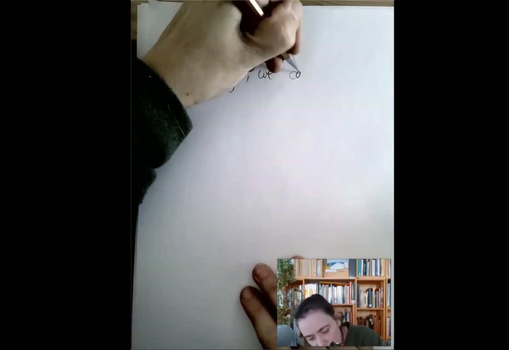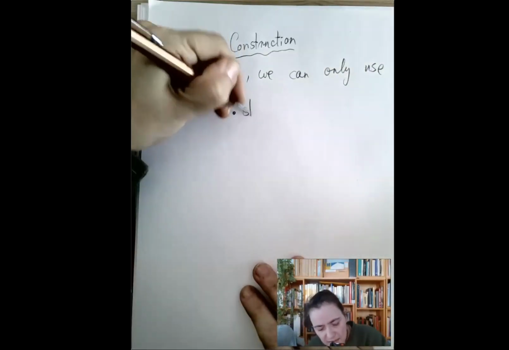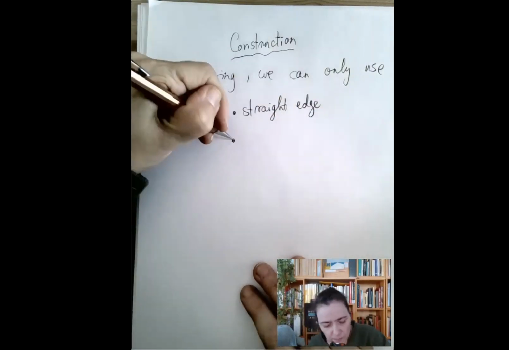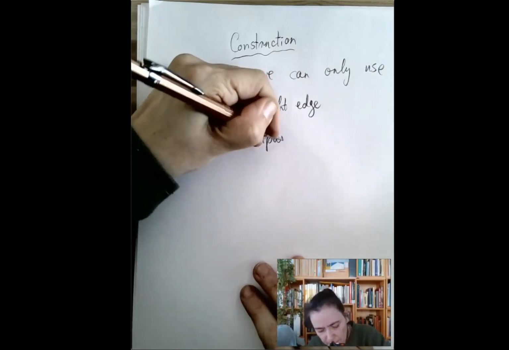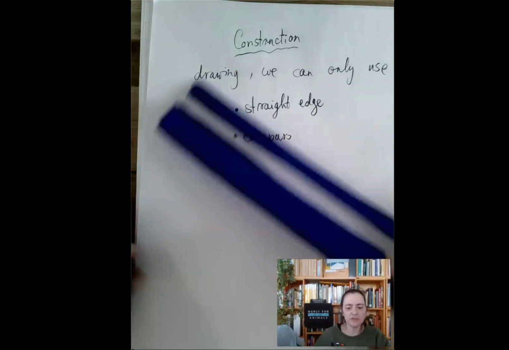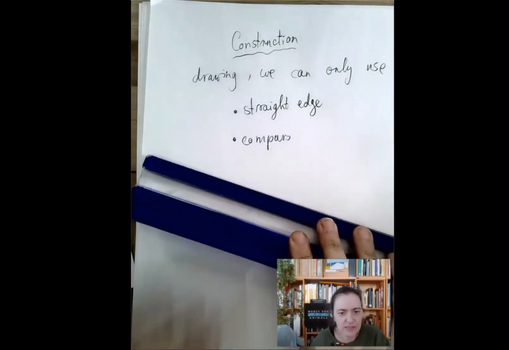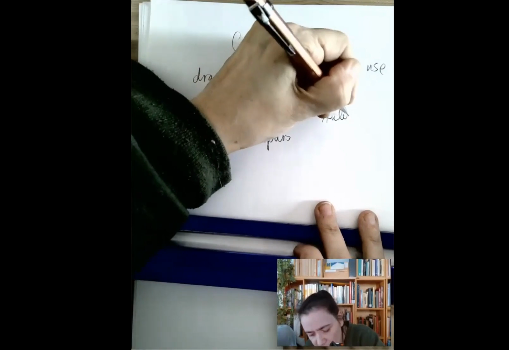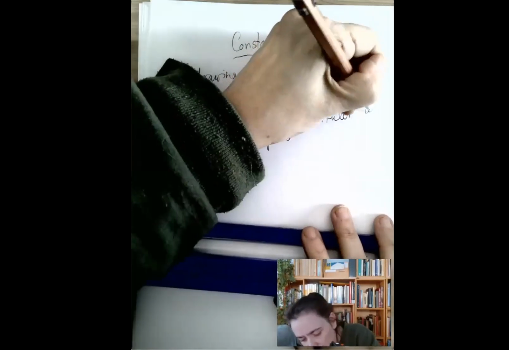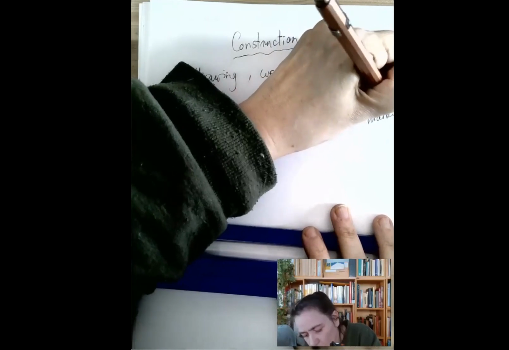We can only use a straight edge and a compass. Now, a straight edge is a ruler without markings. So this is a ruler upside down. That's a straight edge. So you cannot measure out distances using markings. All you can do really is to put a straight line through 2 points. So all you can do is straight lines.